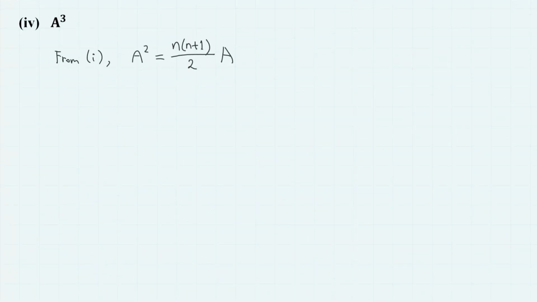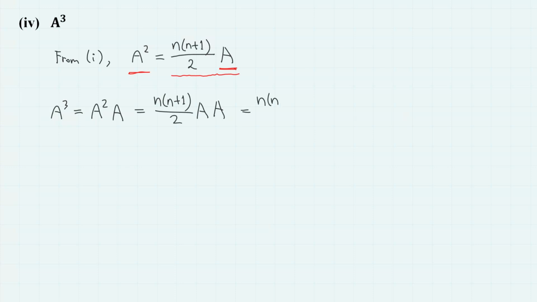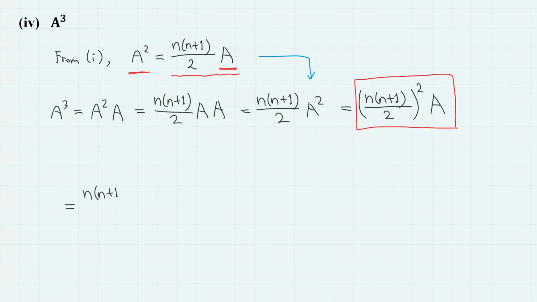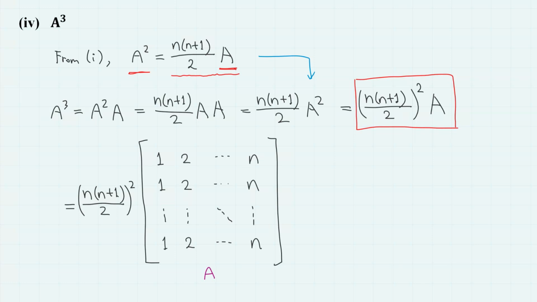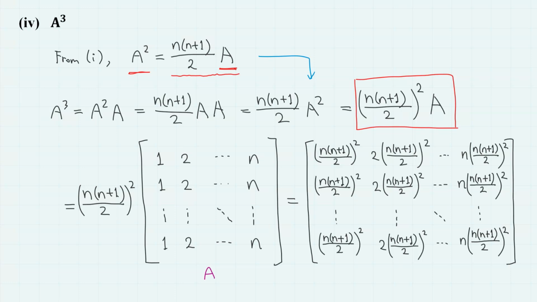Now the final one. Here, let us use the previous result that A squared is given as n(n plus 1) over 2 times matrix A. So A cubed is equal to A squared times A, so n(n plus 1) over 2 times A times A, so n(n plus 1) over 2 times A squared, and if we use this again, we have (n(n plus 1) over 2) squared times A, which equals (n(n plus 1) over 2) squared times this matrix, which you can also write like this.